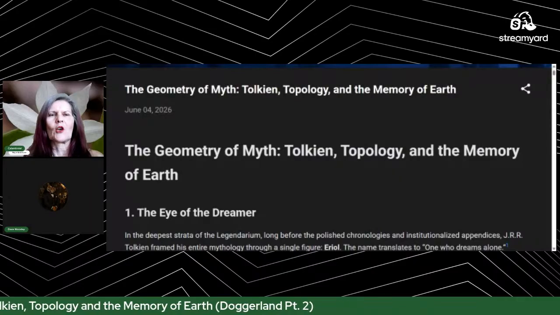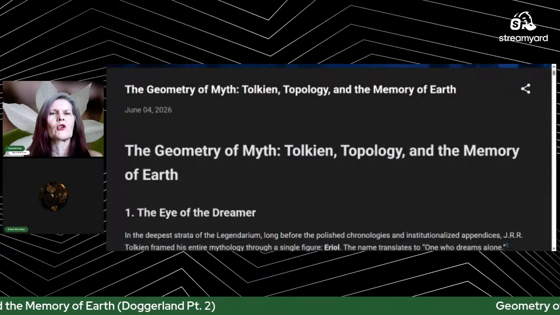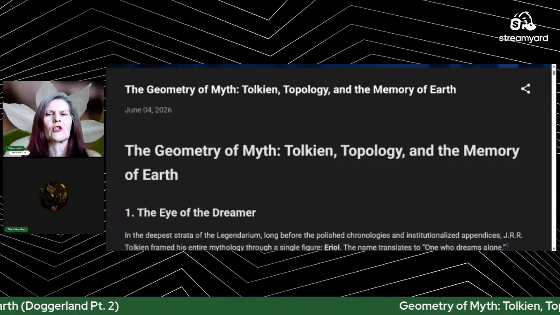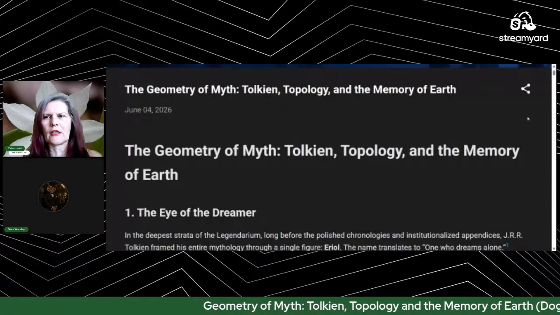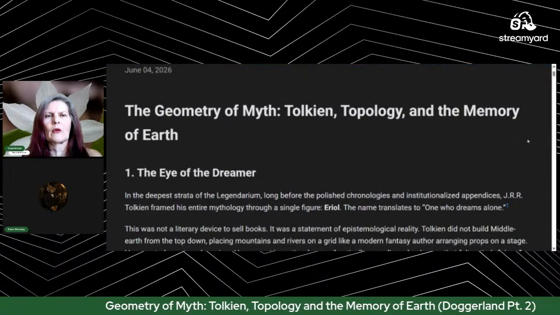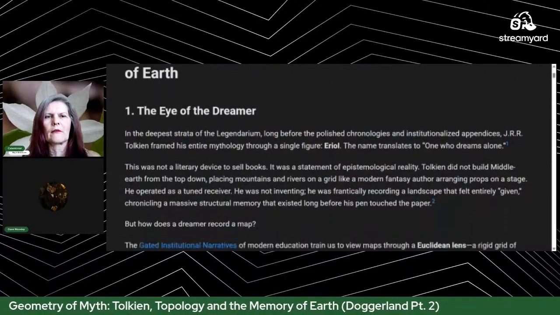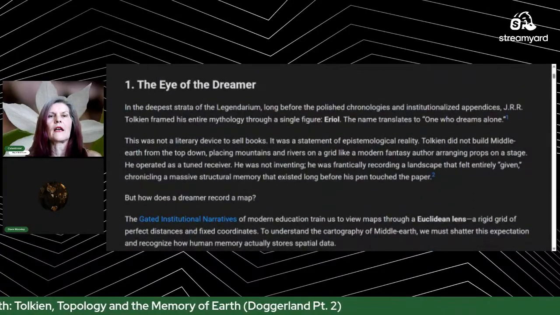Okay, awesome. The Geometry of Myth, Tolkien, Topology, and the Memory of Earth. Hang on a second. It looks like I need to. Oh, there we go. And now it scrolls. Okay. So, the Eye of the Dreamer.